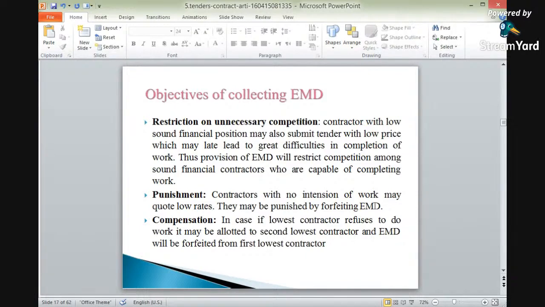Again, EMD also serves as compensation. If a contractor refuses to do the work, it may be allotted to the second lowest contractor, and the EMD will be forfeited from the first lowest contractor. If two contractors have quoted rates, a second chance will be given to the second lowest contractor. So EMD plays an important role in this case also.